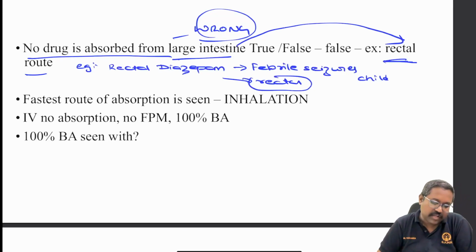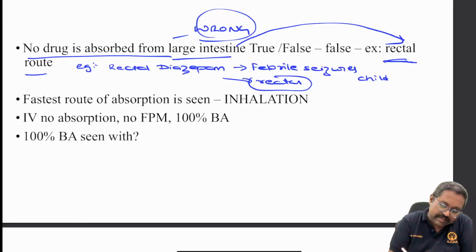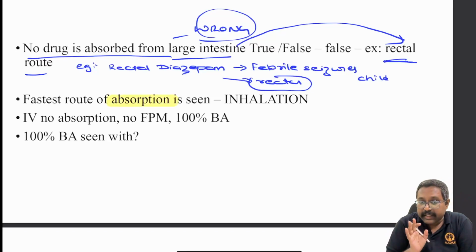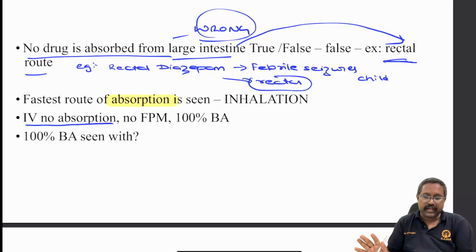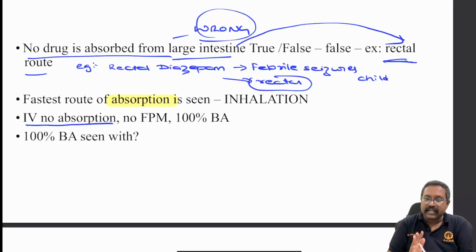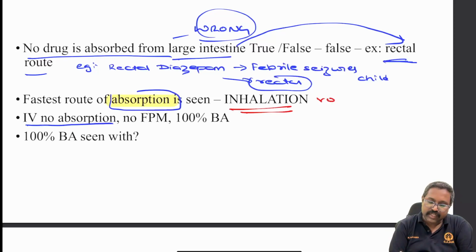So which route has the fastest rate of absorption? Please again remember, they are asking about the fastest rate of absorption. So you cannot give the answer as IV route, since the IV route does not have absorption. Through the IV route, absorption does not take place at all. So whenever the question is asked as which route has the fastest absorption, if the word absorption is there, then your answer will be the inhalational route.